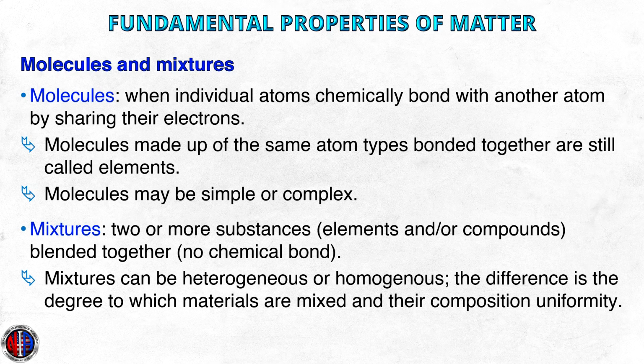The last type of matter is two or more substances blended together to make a mixture. Mixtures can be heterogeneous or homogeneous. The difference is the degree in which materials are mixed and their composition uniformity. A homogeneous mixture is equally blended where the composition is the same throughout. Some examples include cola soft drinks, salt water, air, and metal alloys such as brass. A heterogeneous mixture is blended where the individual mixed components can easily be identified. Examples include concrete, sand and dirt mixtures, and oil and water mixtures.